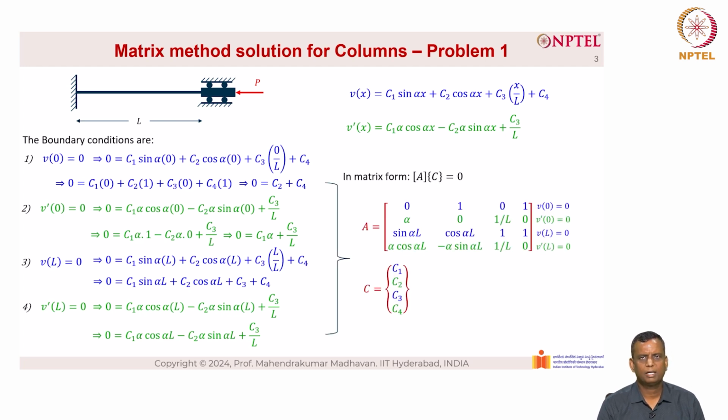In the matrix form, we can represent this as A into C is equal to 0, where A is the matrix, and I am reading the first row: 0, 1, 0, 1. The second row is alpha, 0, 1 by L, 0. The third row is sin alpha L, cos alpha L, 1, 1. The fourth row is alpha cos alpha L, minus alpha sin alpha L, 1 by L, 0. Basically, this represents the boundary equations 1 to 4: V of 0 equal to 0, V dash of 0 equal to 0, V of L equal to 0, V dash of L equal to 0. The constants are given as C1, C2, C3 and C4.